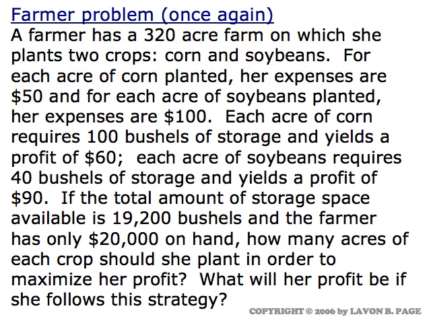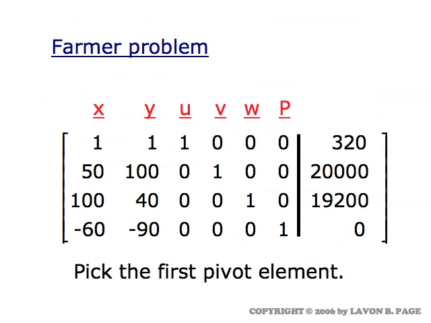Since we have already set up the tableau for this function, we went through the process of introducing the slack variables and so forth, so I'm going to skip through that. You can review that if necessary. The initial simplex tableau that we arrived at is the one shown right here. X and Y are acres of corn and acres of soybeans, U is the slack variable representing unused land, V is unused capital, and W is unused storage space. And P, of course, is the profit.